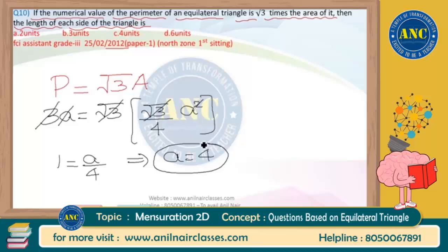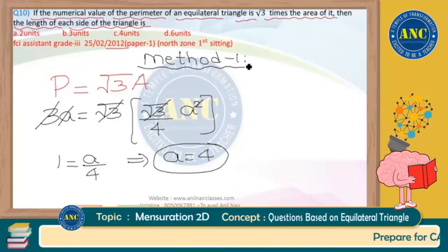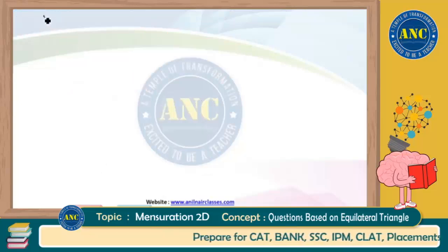All three sides are anyway equal in an equilateral triangle. This is one of the methods which you can implement. Yes, this also is easy if you remember perimeter as 3a and area as root 3 by 4 into a square. Sir, can I learn in some other method?